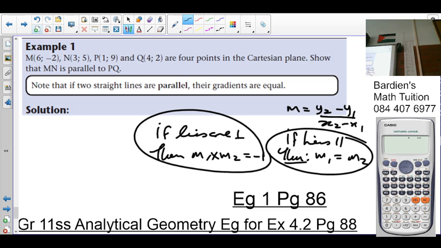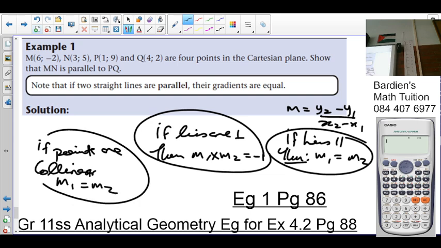And thirdly, if points are collinear. What does that mean? When you say the same line. If points are collinear, then gradient 1 is equal to gradient 2. What does collinear mean? Points are on the same line, and anywhere along that line the gradient is the same. Okay, very important to note.